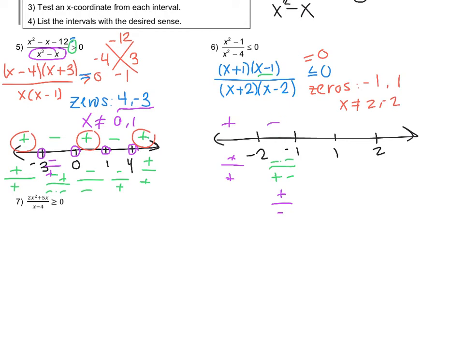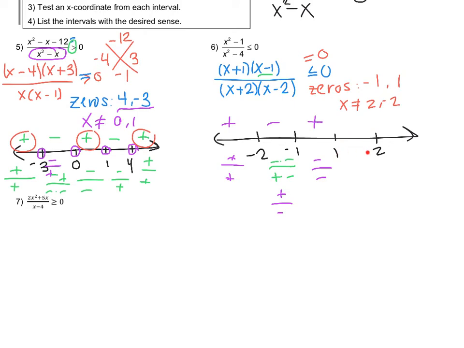Now between -1 and 1, when you can pick 0, pick 0. So if I pick 0, it would be +1 times -1, so a negative numerator, and then again +2 positive minus 2 negative, so a negative denominator as well, but the quotient overall, a negative over negative, is a positive interval.